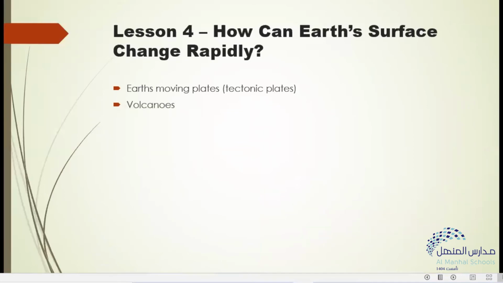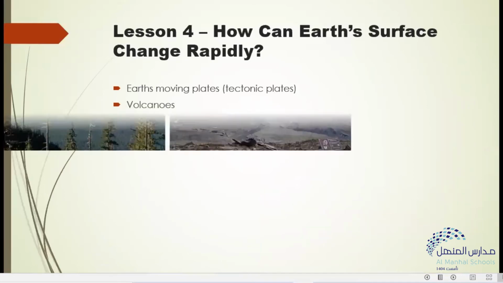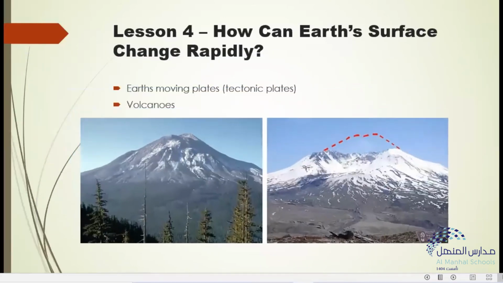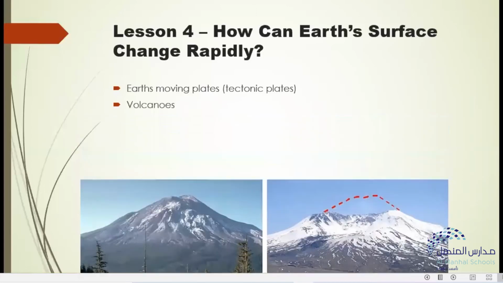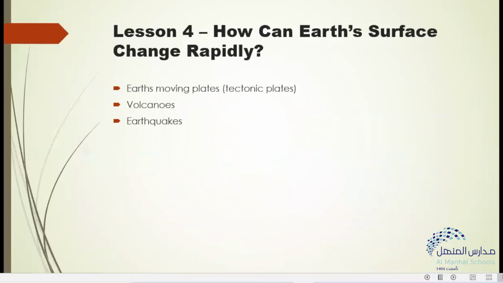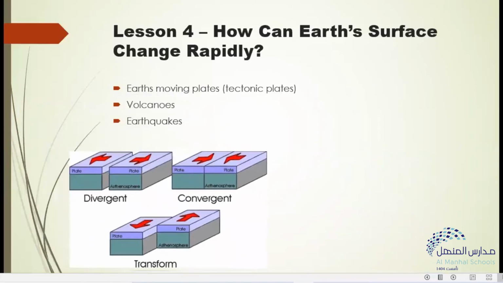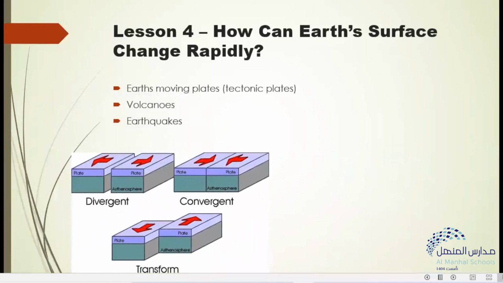Volcanoes also change Earth's surface rapidly, like in this example by Mount St. Helens in the US. It blew its top away one year, and we can see that on this picture where the mountain used to be. So it changed its surface dramatically. Earthquakes are also another way that Earth's surface can change rapidly.